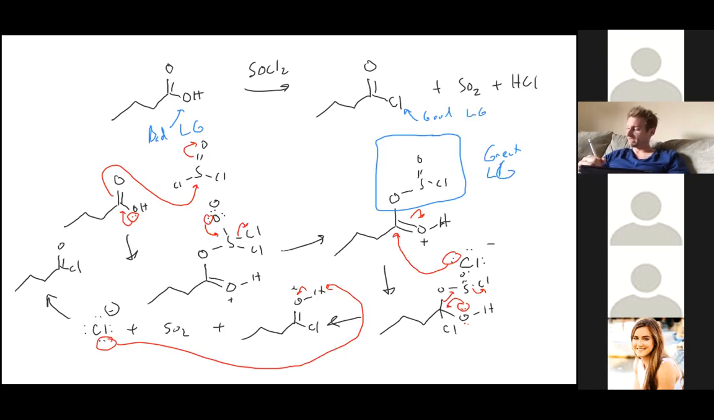So if we take pretty much anything and add it into solution with this acid chloride, we're going to be able to derivatize our acid chloride. So let's start with making ethers.